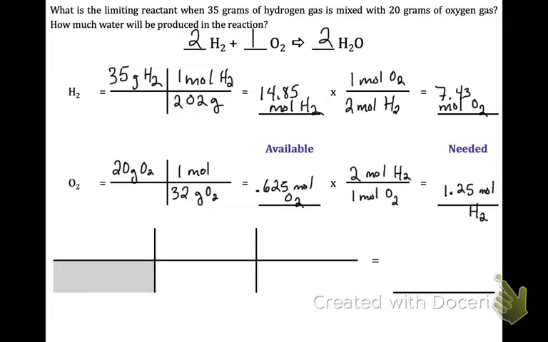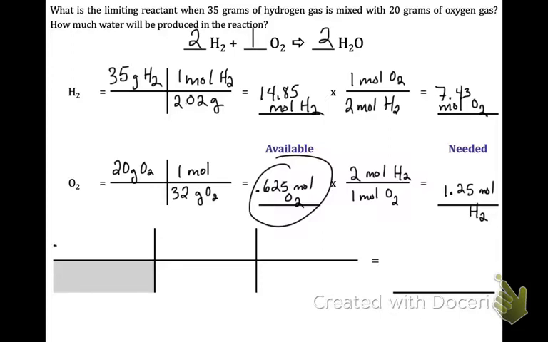I was given 14.85 moles of hydrogen, so I have enough hydrogen. I need 7.43 moles of oxygen, and I only have 0.625 moles of oxygen. So in this case, oxygen is my limiting reactant. The second part of the problem asks us how many grams of water I can produce.